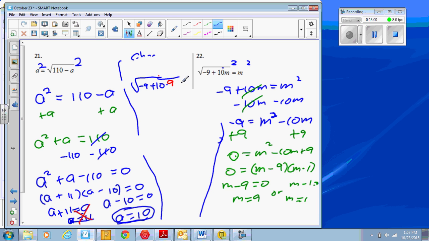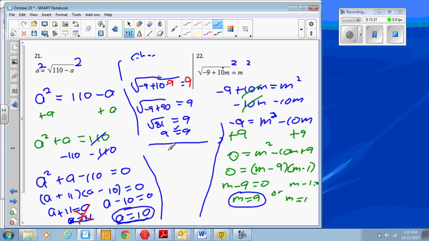Equals 9. Basically, I replace this m and this m with 9. So that becomes the square root of negative 9 plus 90 equals 9. That's the square root of 81 equals 9. 9 equals 9. That checks. So this is a solution.